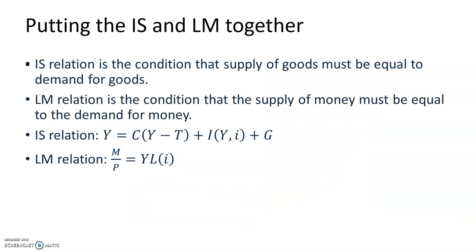Putting the IS and LM together. The IS relation is the condition that supply of goods must be equal to demand for goods, and the LM relation is the condition that the supply of money must be equal to the demand for money. So this is your IS relation and this is your LM relation.